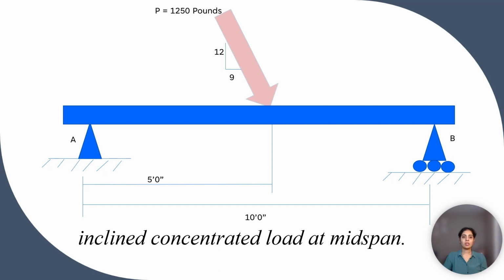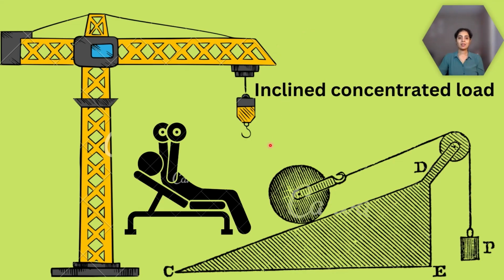The figure shows the inclined concentrated load at the midspan. Its magnitude is 1250 pounds. In the next video called Equilibrium Concepts, we will see how to calculate its horizontal and vertical components and resultant reactions at supports. These are some of the examples of inclined concentrated load at midspan. For this beam, here will be the inclined reaction, and for this beam, this is the inclined reaction.